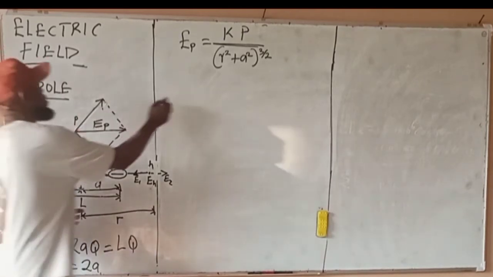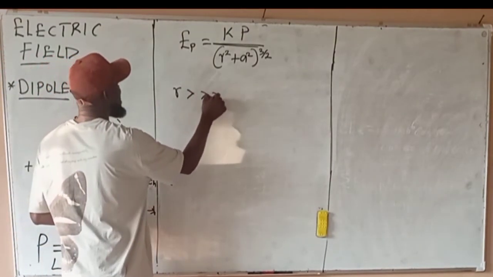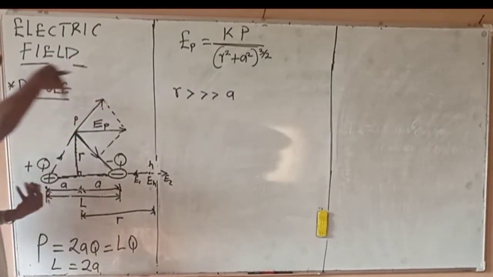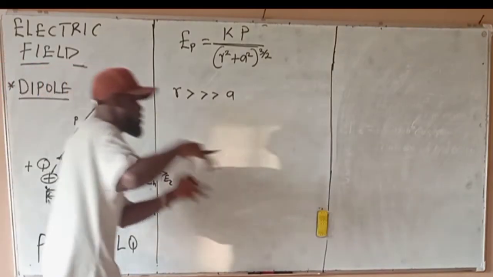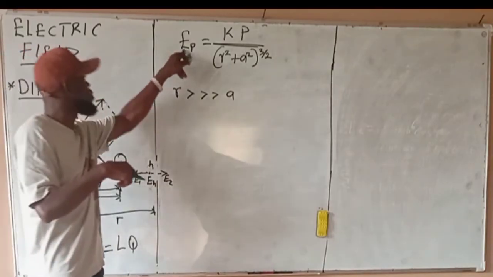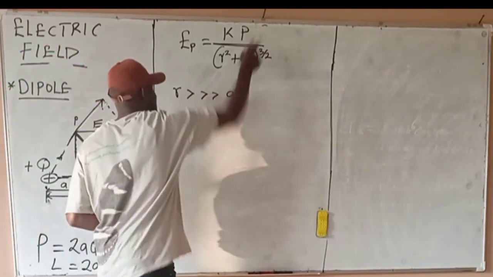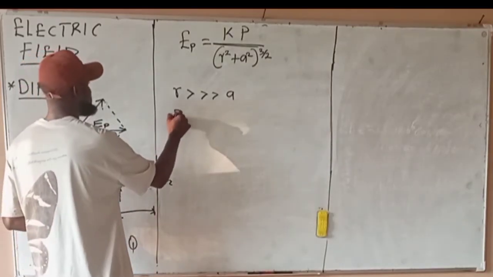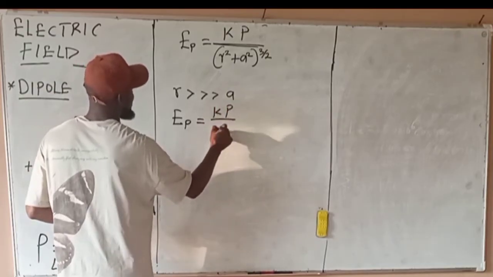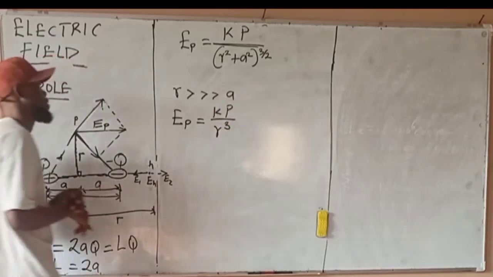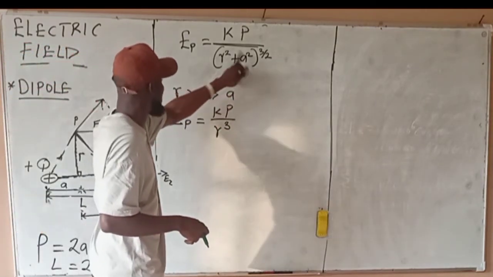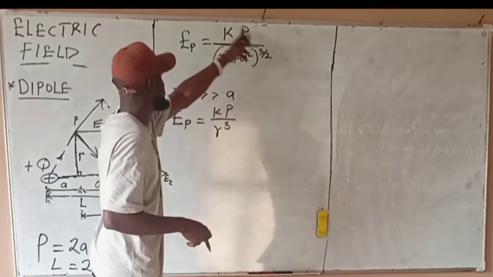But if r is far greater than a, then a will be so small that it will not add much value to this quantity, so we can turn this a to 0. Our E_P will then reduce to kp over r cubed. That's what we're going to have. If r is far greater than a, we put 0 here, we cancel the 2, and we have kp over r cubed.